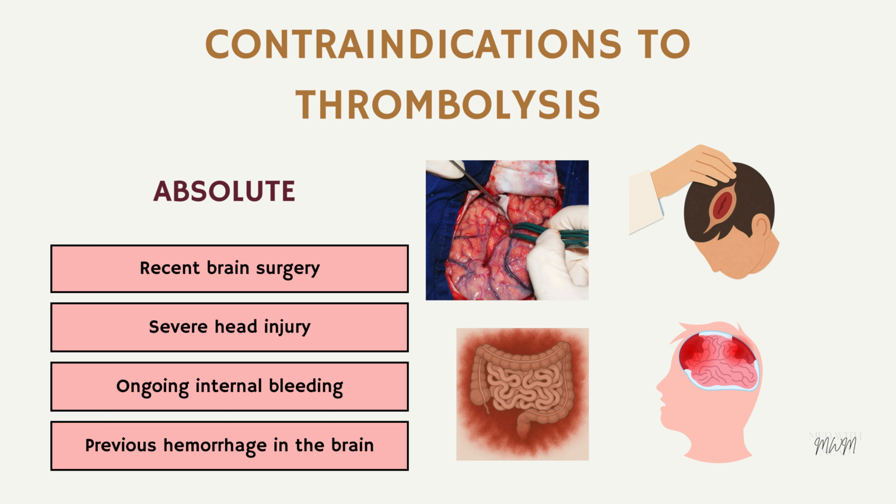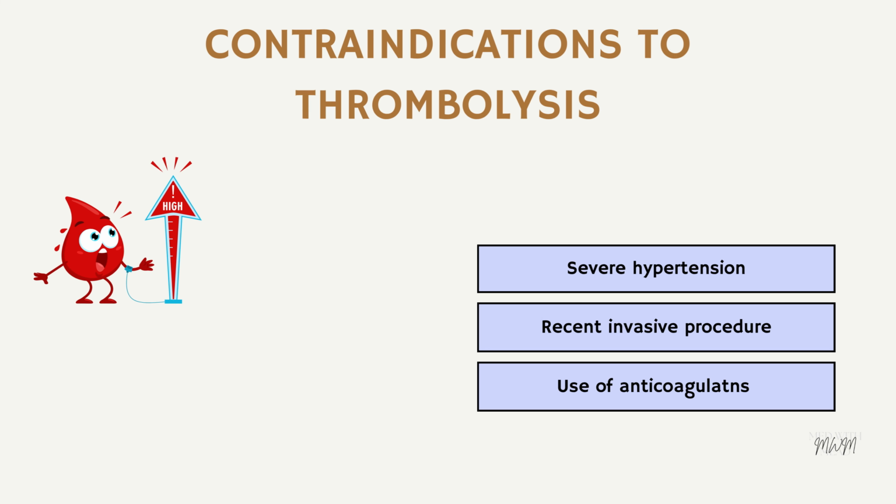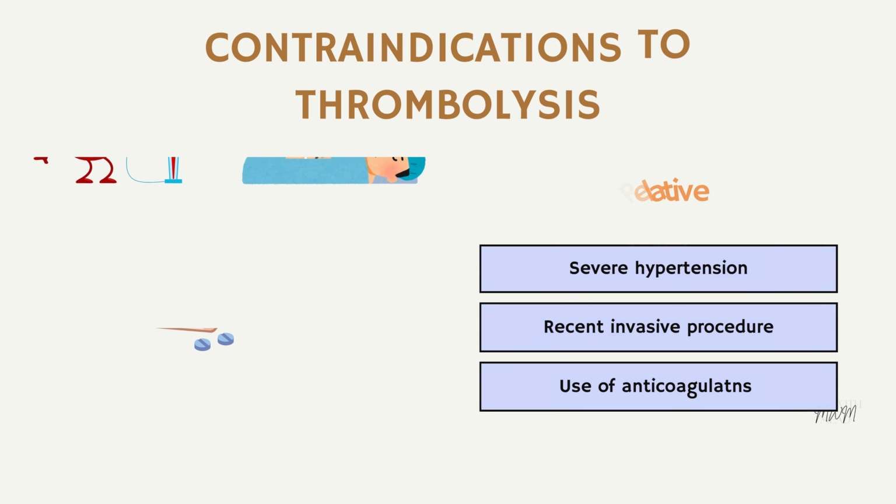Then there are other cases where we have to be more careful. For example, someone with very high blood pressure that's not well controlled, a recent invasive procedure, or someone already on anticoagulants. In these situations, we carefully weigh the potential benefit against the bleeding risk before deciding. If any of these are present, catheter directed or surgical embolectomy might be safer alternatives.